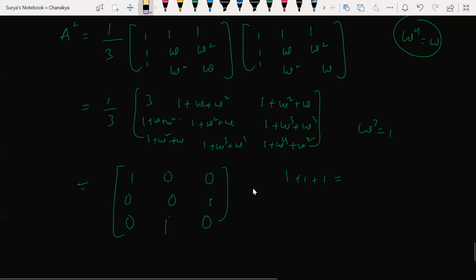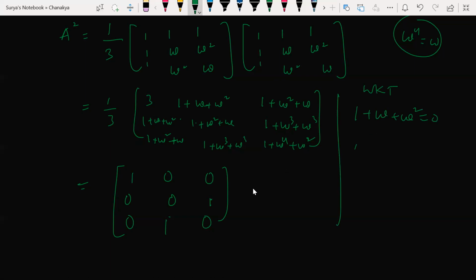And I didn't do anything. See here, I repeat again. If you know two results, what are they? 1 plus omega square is equal to 0. We know this. And omega cube value is equal to 1. So from the omega cube value 1, I just wrote all this. Omega to the power of 4 can be written as omega cube into omega. Omega cube is value 1, so omega. Omega to the power of 4 is omega. Substituted, I got A square value like this.